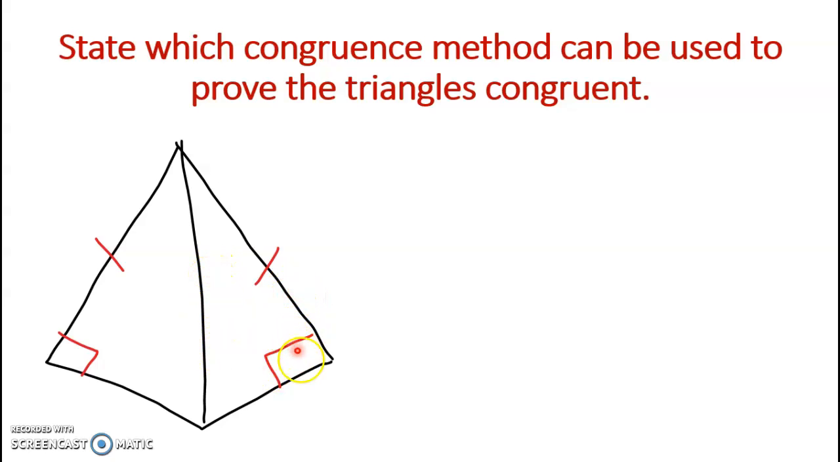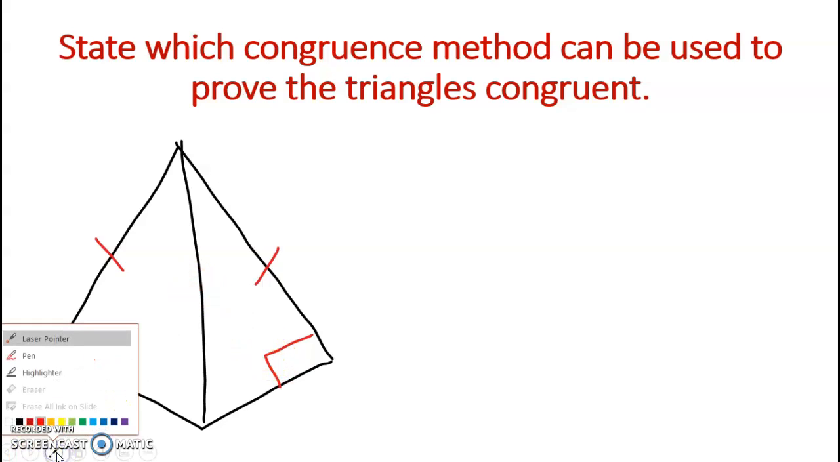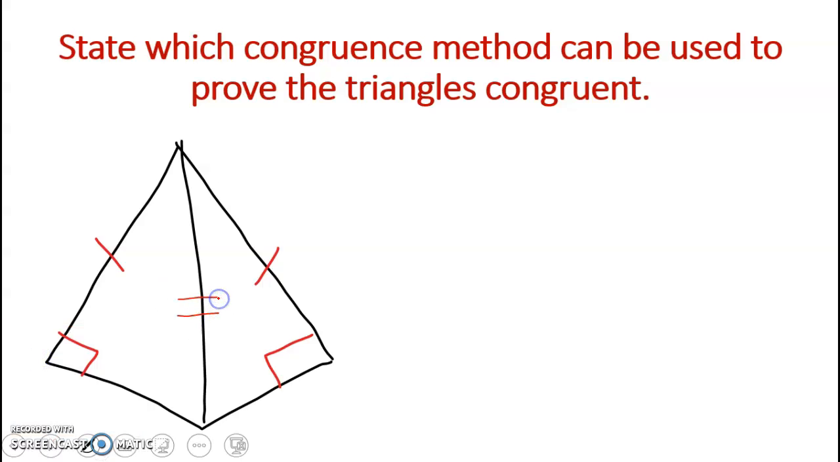So here we have the right angle and the side opposite it. It's not given, but we know by the reflexive property that side will be congruent to itself. And that side is actually the hypotenuse, since the hypotenuse is opposite the right angle. So we have the hypotenuse congruent in both, and then we have one of the legs congruent. So this will be HL.